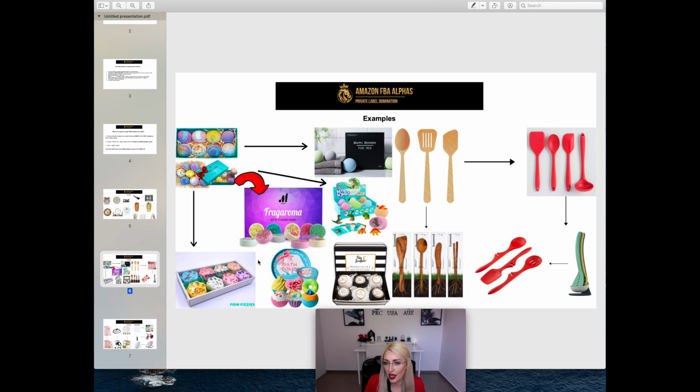All right, here are some more saturated examples. Okay, so we're going to start here. If you have a look at bath bombs, such a saturated niche on Amazon, okay? I actually made a video on how you can use bath bombs to find different types of products. And it isn't on my channel. It's actually in my Facebook group, which I made the video for before I even had a YouTube channel.